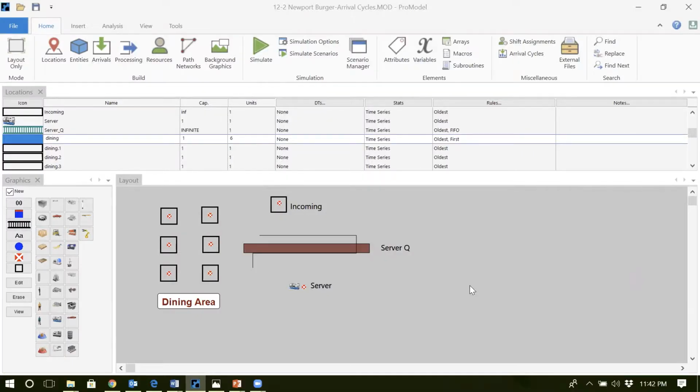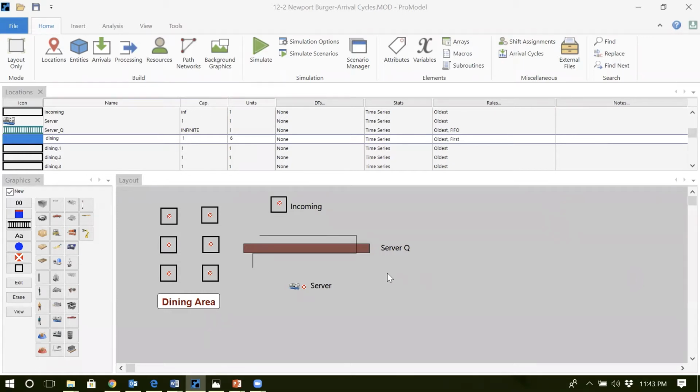In this video, we are going to learn the concept of arrival cycles in ProModel, and we are going to learn how this feature is going to help us to capture more complexities in simulation models that we develop. So to be able to get a better understanding of what we mean by arrival cycles, let's look at one example. In this example, we are going to model a burger shop.